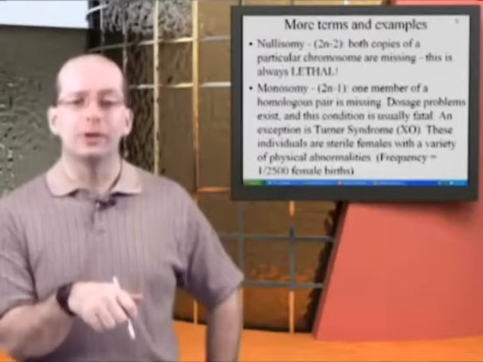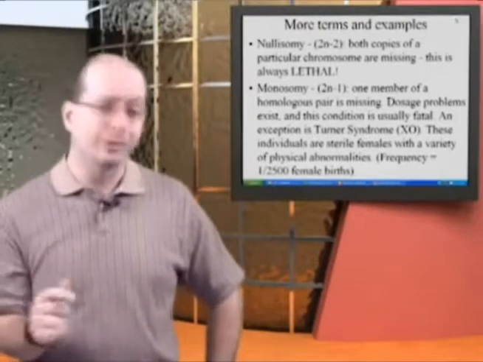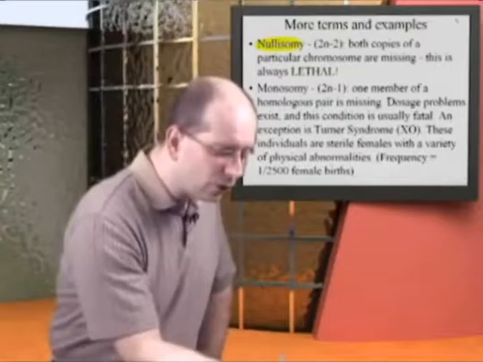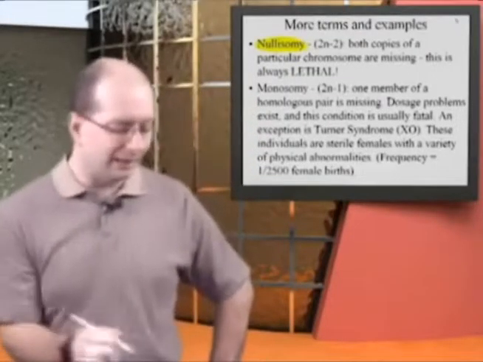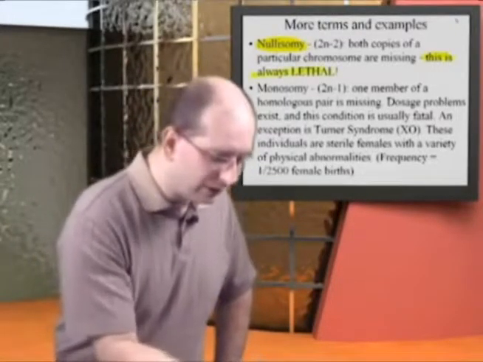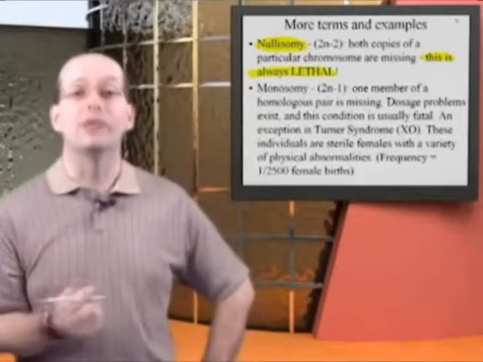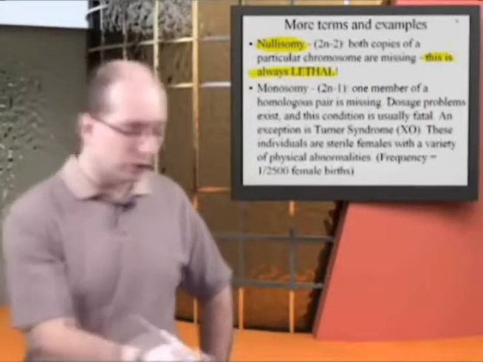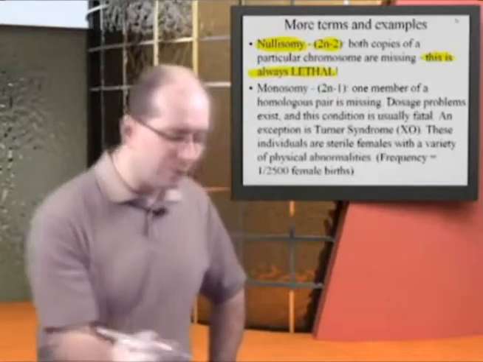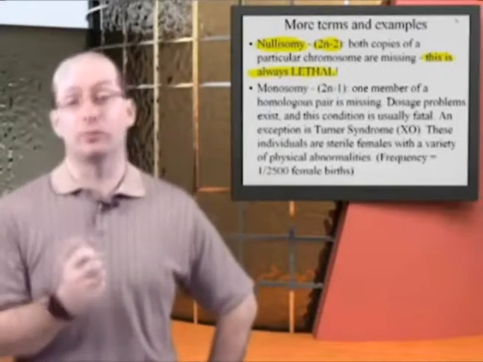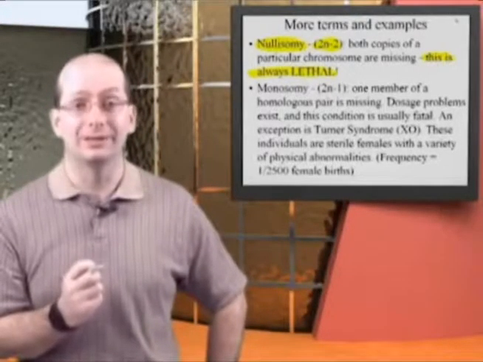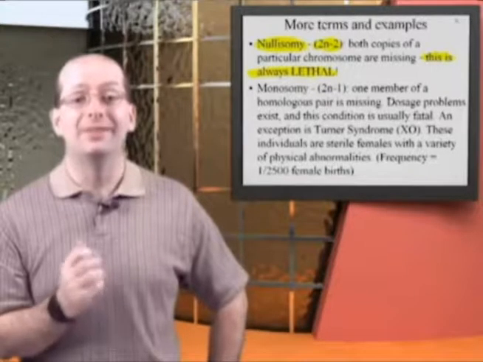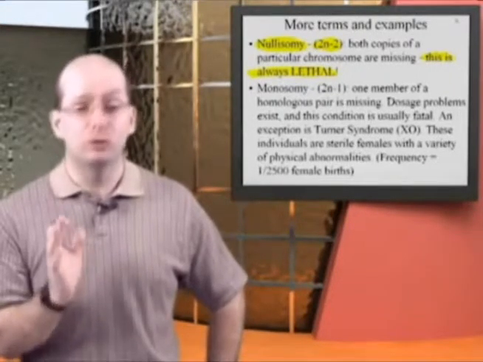I just introduced them, but we want to focus on monosomy and trisomy. But there is something called nullosomy. Now, look, it's almost always lethal. You don't see living people that are nullosomic, but it's good to know the term. It's 2n minus 2, and that means both copies of a particular chromosome pair are missing. All right? This is fairly rare, but you should get the idea.